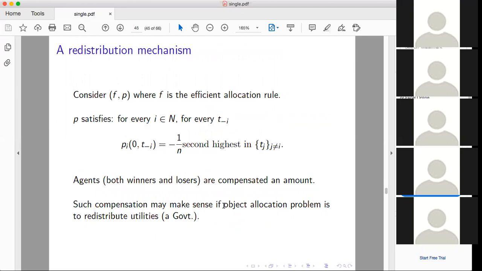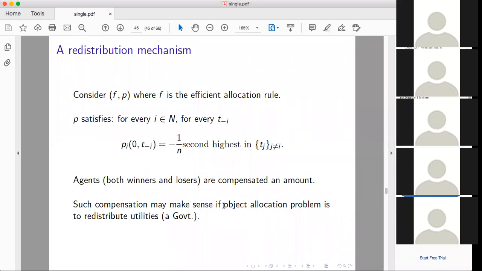Okay, so first is this simple redistribution mechanism. This is basically a Groves mechanism. That is, it allocates efficiently. So it'll look exactly like the Vickrey auction, in the sense that I will give the object to the highest valued agent. So F is the efficient allocation rule.